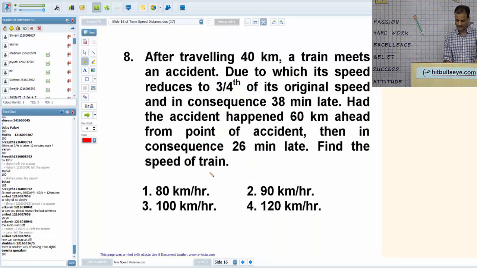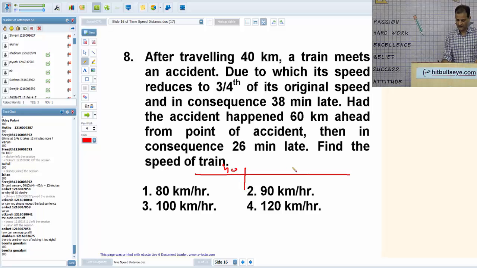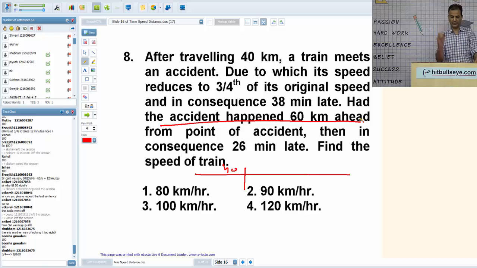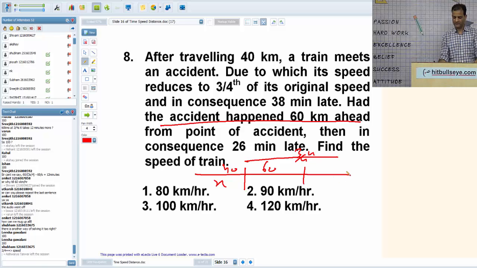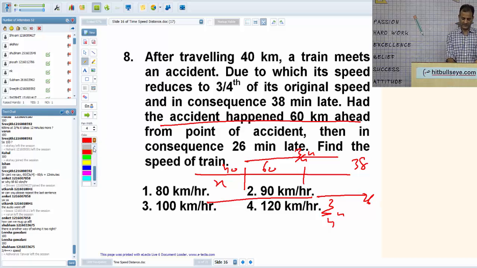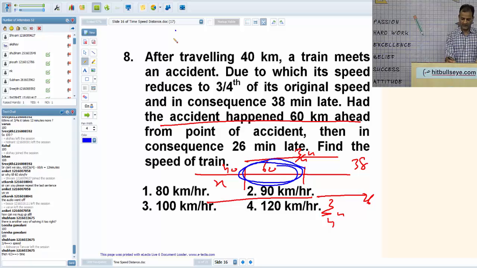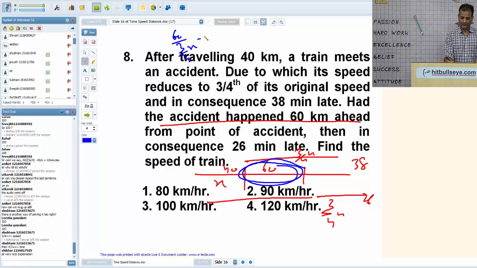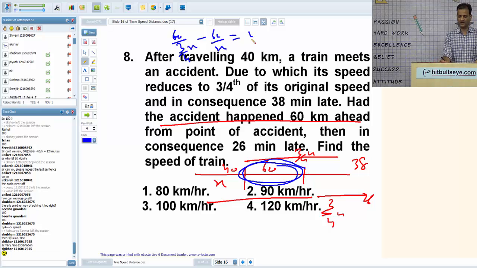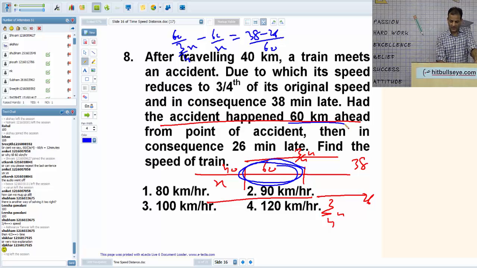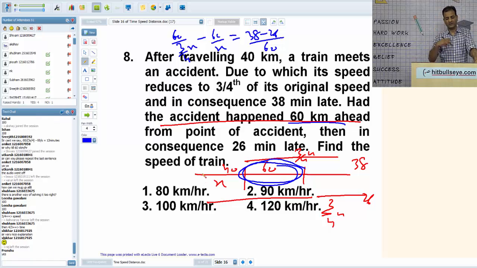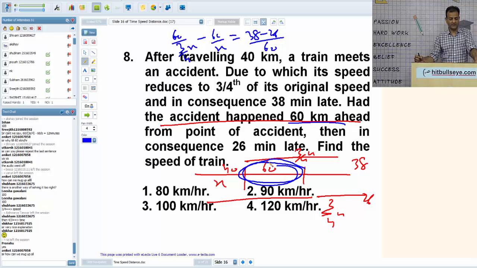We have to simply see, friends, the middle distance. This is 40. See, had the accident happened 60 km ahead from the point of accident. This is 60. Initially x, 3/4 already explained, 38 minutes, then this point, then 3/4, 26. So the middle distance, friends, is 60 upon reduced speed 3/4 of x minus 60 upon original speed is equal to the difference of two timings, 38 minus 26, and we have to see the unit. Clear? We have to be careful. Had the accident happened 60 km ahead, or had the accident happened 60 km from the starting point? If it is the starting point, then we have to take it as 20. Then the answer will be different.